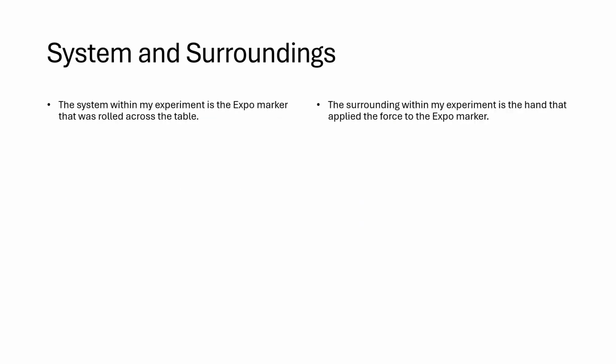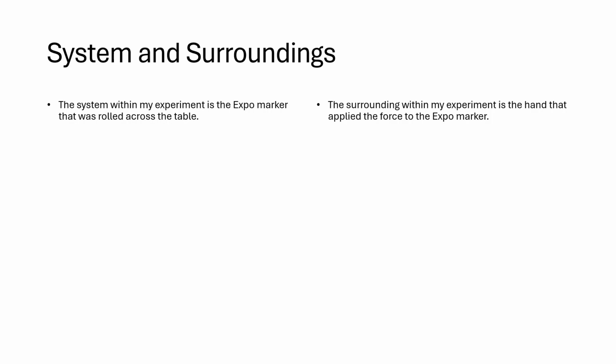Now the system and the surroundings of the experiment. The system was the expo marker that the force was applied to, and the surroundings were the hand that was used to apply the force to the expo marker to roll it across the table.